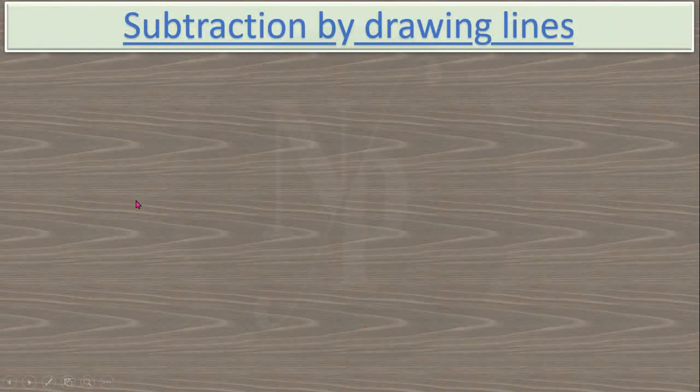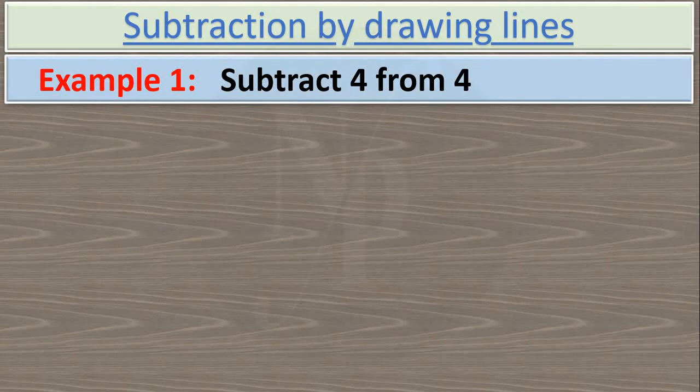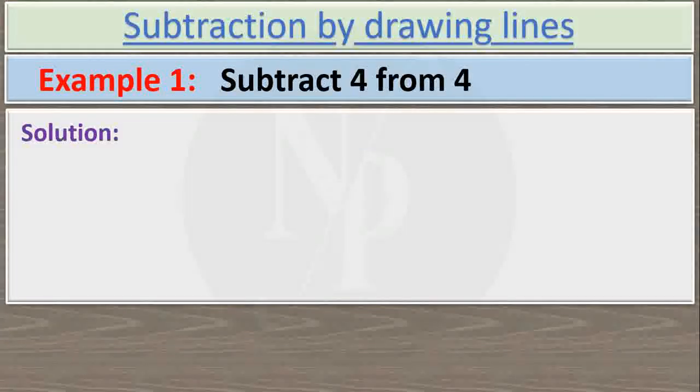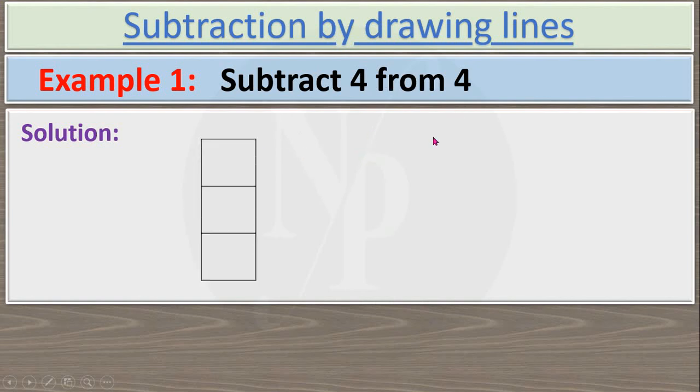Subtraction by drawing lines. We can draw standing lines to subtract a number from the other number. Example number 1. Subtract 4 from 4. So to subtract a number from the other, we will write down the given numbers one below the other like this. 4 minus 4. ಕೊಟ್ಟಿರೋ ನಂಬರ್ಗಳನ್ನು ಒಂದರ ಕೆಳಗೆ ಒಂದನ್ನು ಬರ್ಕೊಳ್ಬೇಕು ವಿತ್ ಮೈನಸ್ ಸೈನ್. ಈ ರೀತಿ ಬರ್ಕೊಂಡಾದ್ಮೇಲೆ ಸೊ ಮೊದಲನೇ ನಂಬರ್ ಎಷ್ಟಿದೆ? 4. We will draw 4 standing lines. 1, 2, 3, 4. So we have to subtract 4 from 4.